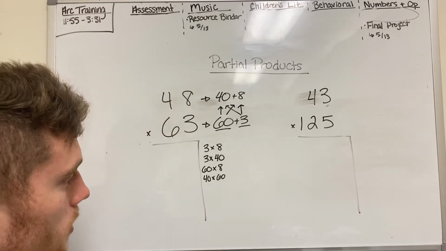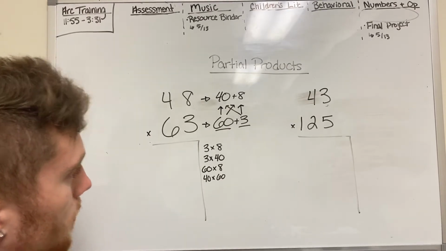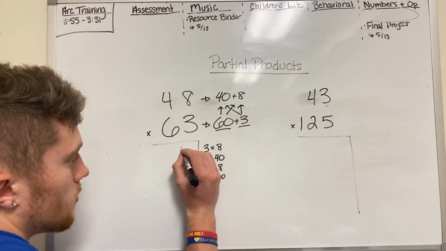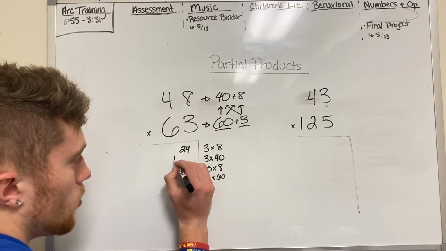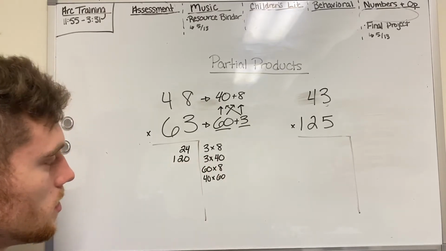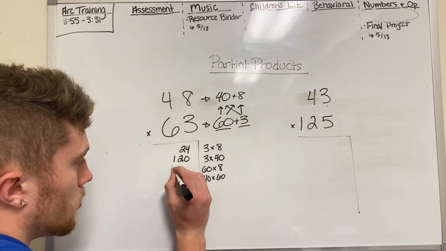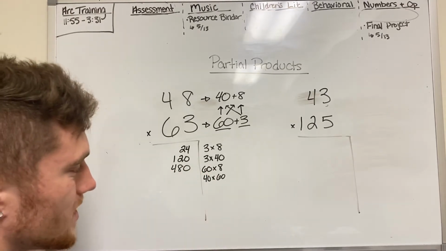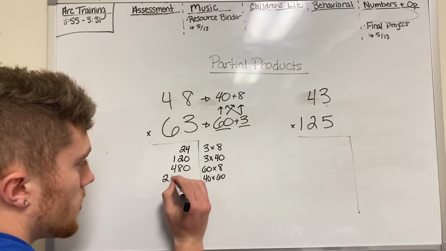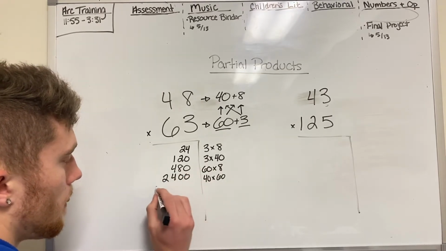Next, what we're going to do is calculate these partial products. So 3 times 8 equals 24. 3 times 40 equals 120. 60 times 8 equals 480. And lastly, 40 times 60 equals 2,400.